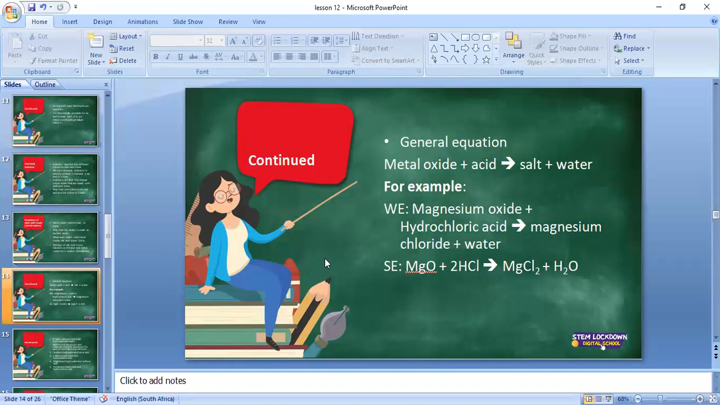Ms. Bala, yes? Michaela asked, why do we add a 2 to the Cl? Okay, let me explain to Michaela. Michaela, remember that initially we discussed that Cl is a diatomic molecule. Remember that. Is it a diatomic molecule? Yes. Cl is chlorine. It's a non-metal and it's a diatomic molecule. So that's why we're getting magnesium chloride there. It's a type of salt that we have.